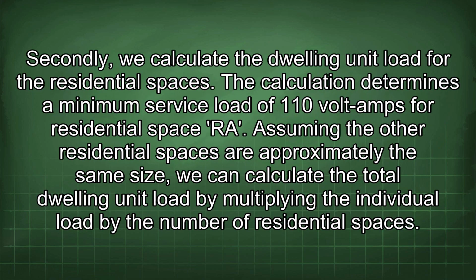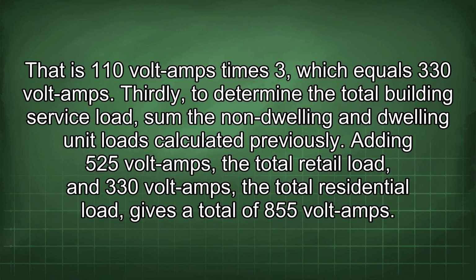Secondly, we calculate the dwelling unit load for the residential spaces. The calculation determines a minimum service load of 110 volt amps for residential space RA. Assuming the other residential spaces are approximately the same size, we can calculate the total dwelling unit load by multiplying the individual load by the number of residential spaces. That is 110 volt amps times 3, which equals 330 volt amps.